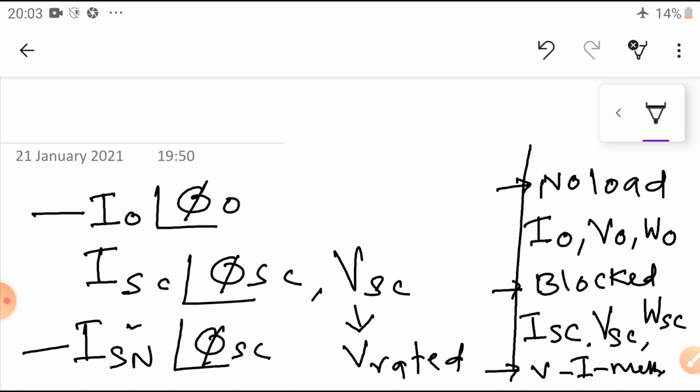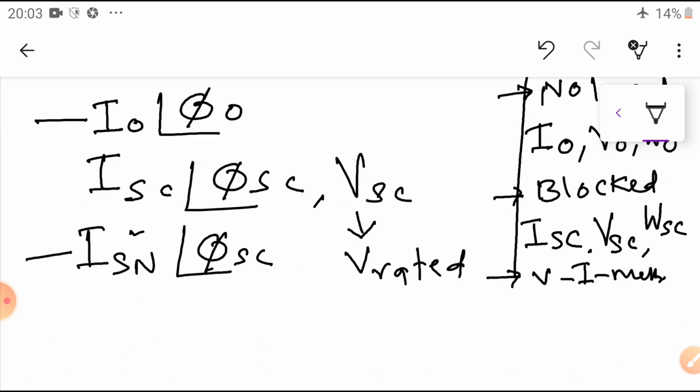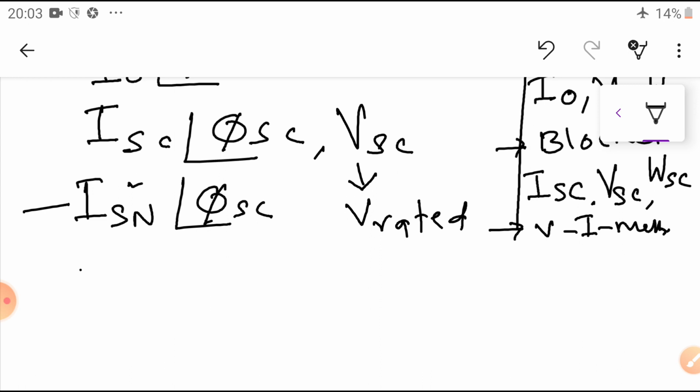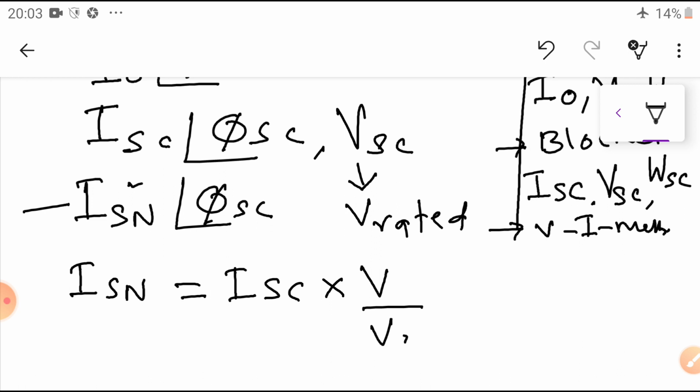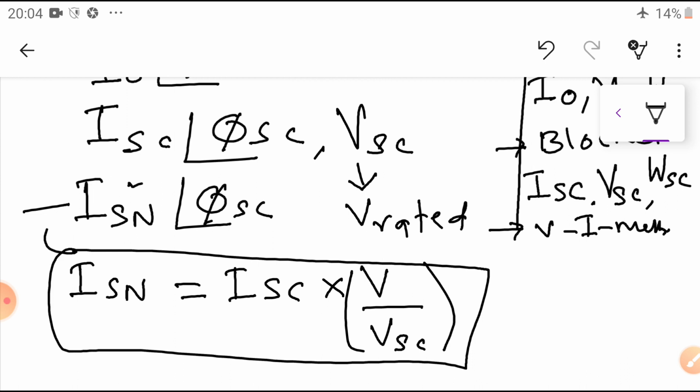How to convert this value? Already we have seen in previous classes. How are we going to calculate that? You already know the formula: ISN, the current at normal voltage, is equal to ISC into the normal voltage V divided by VSC, the short circuit voltage, whole square. We have already seen this in the previous class. So this is the value.